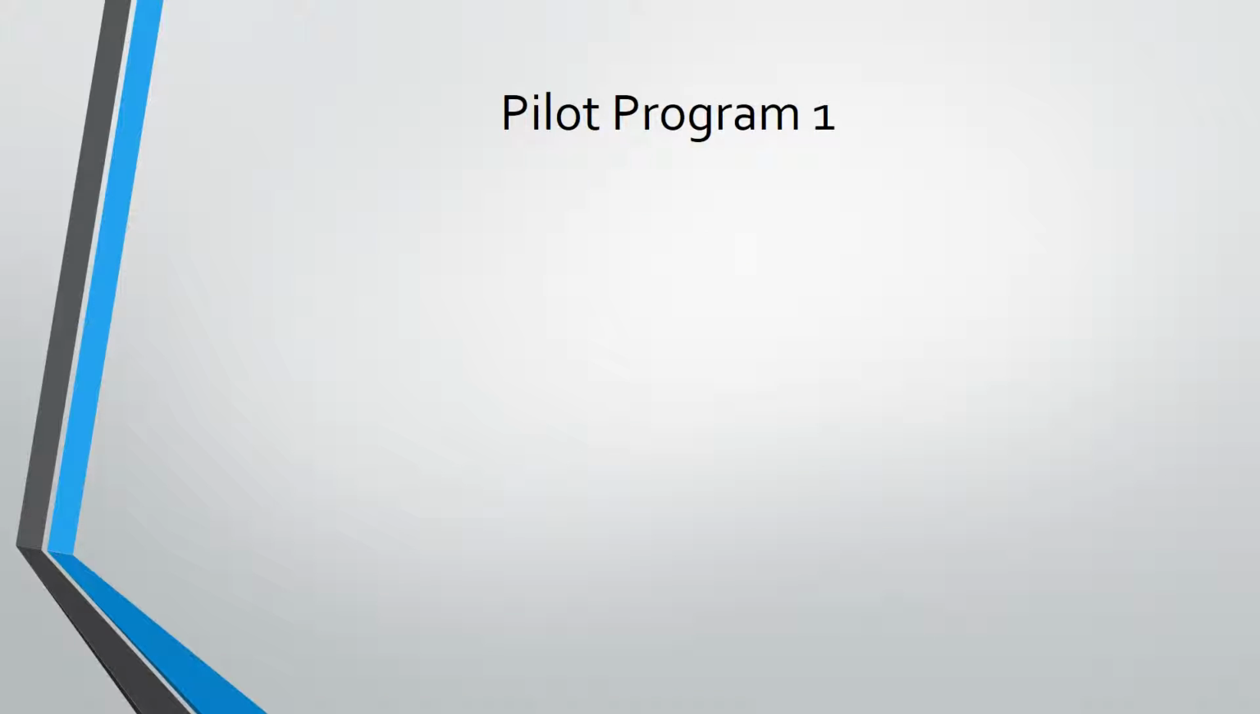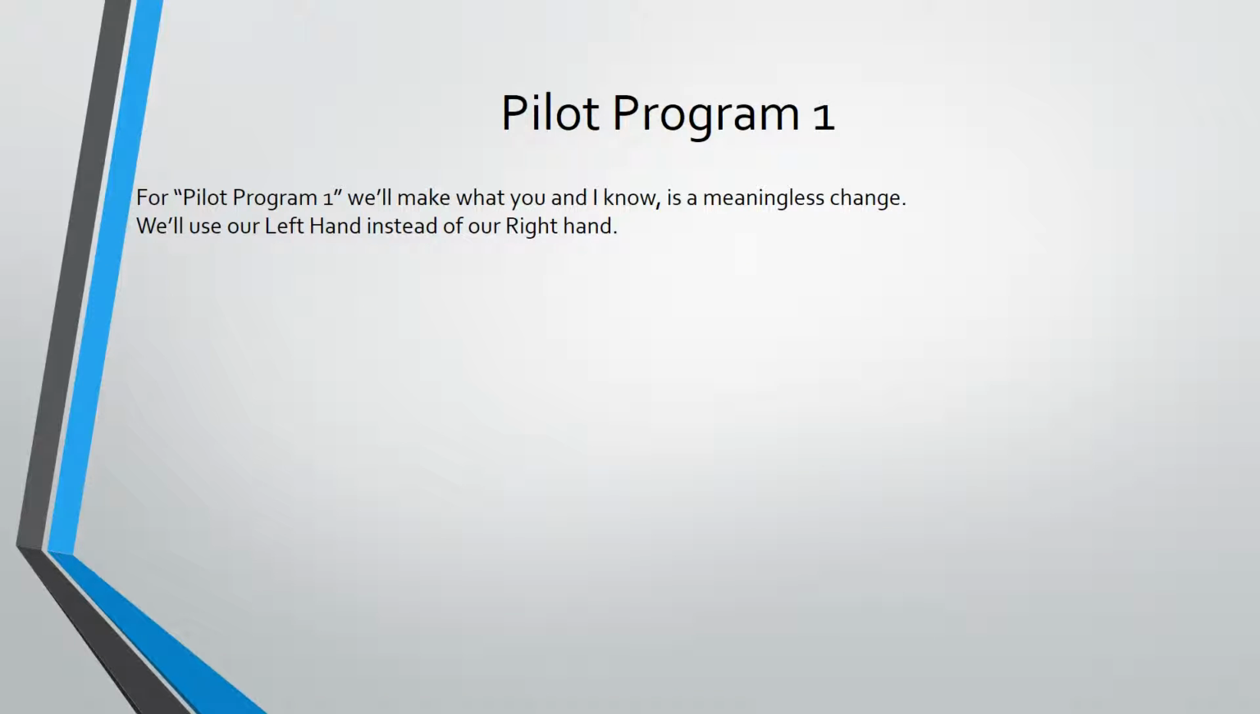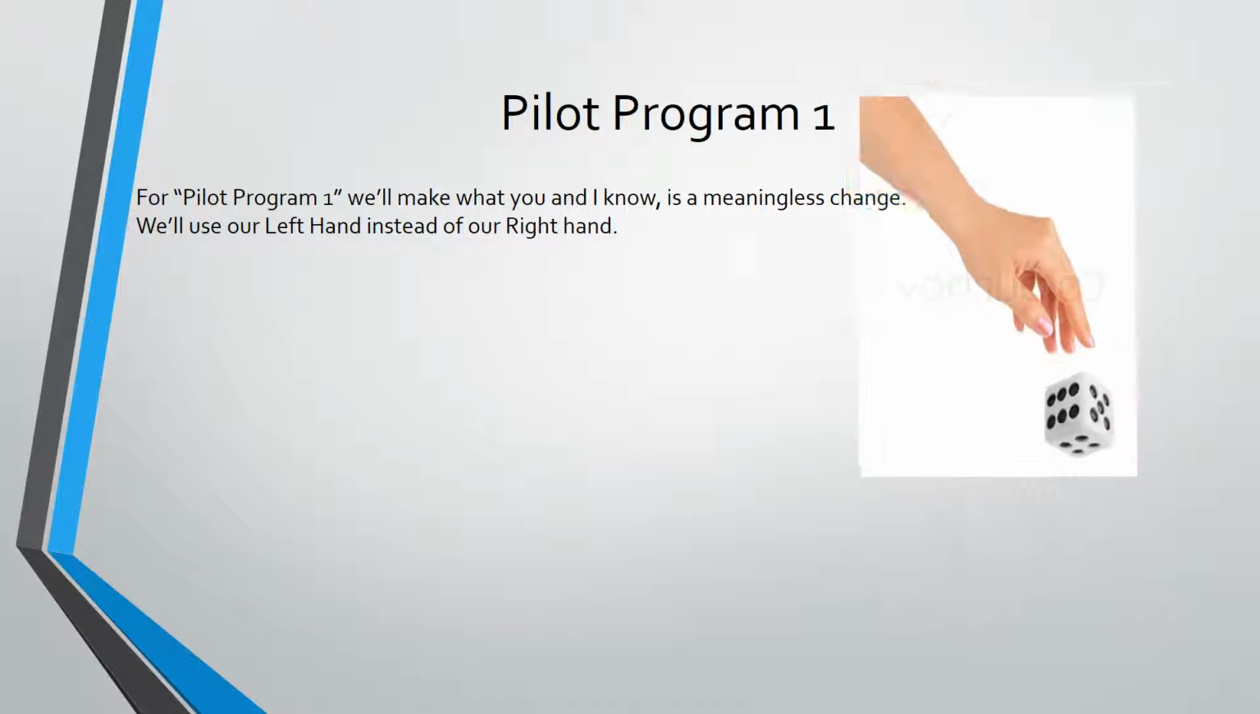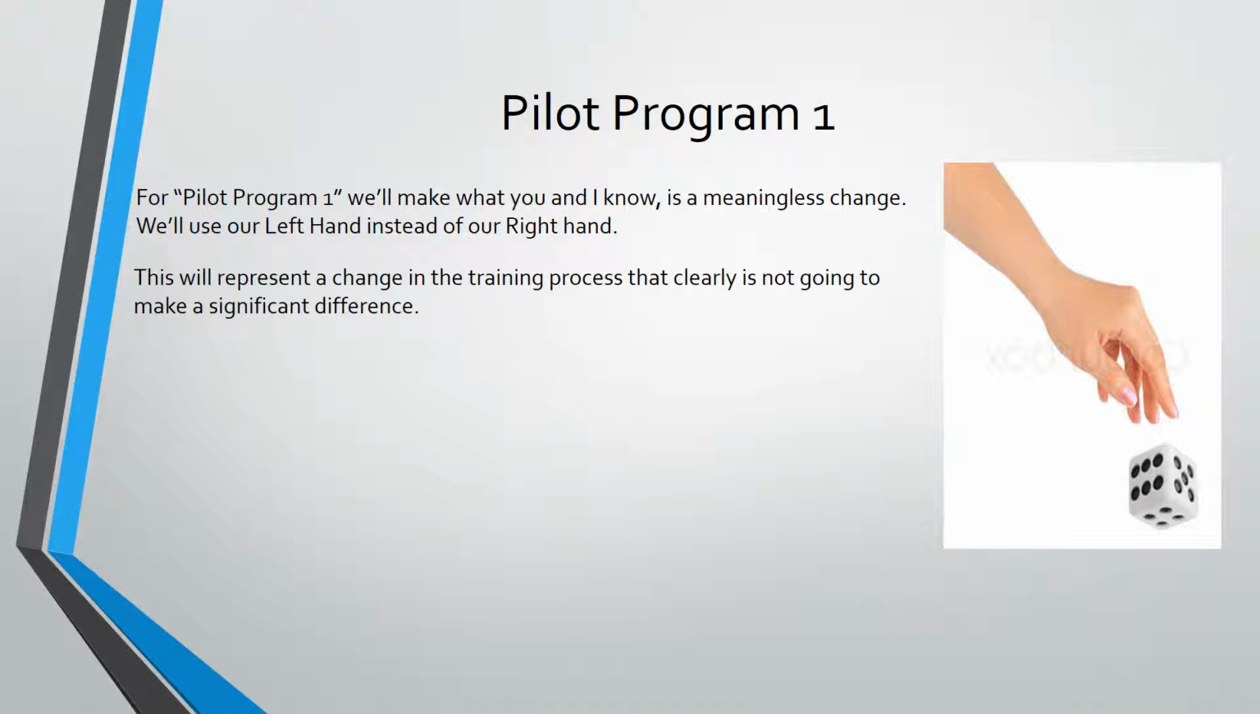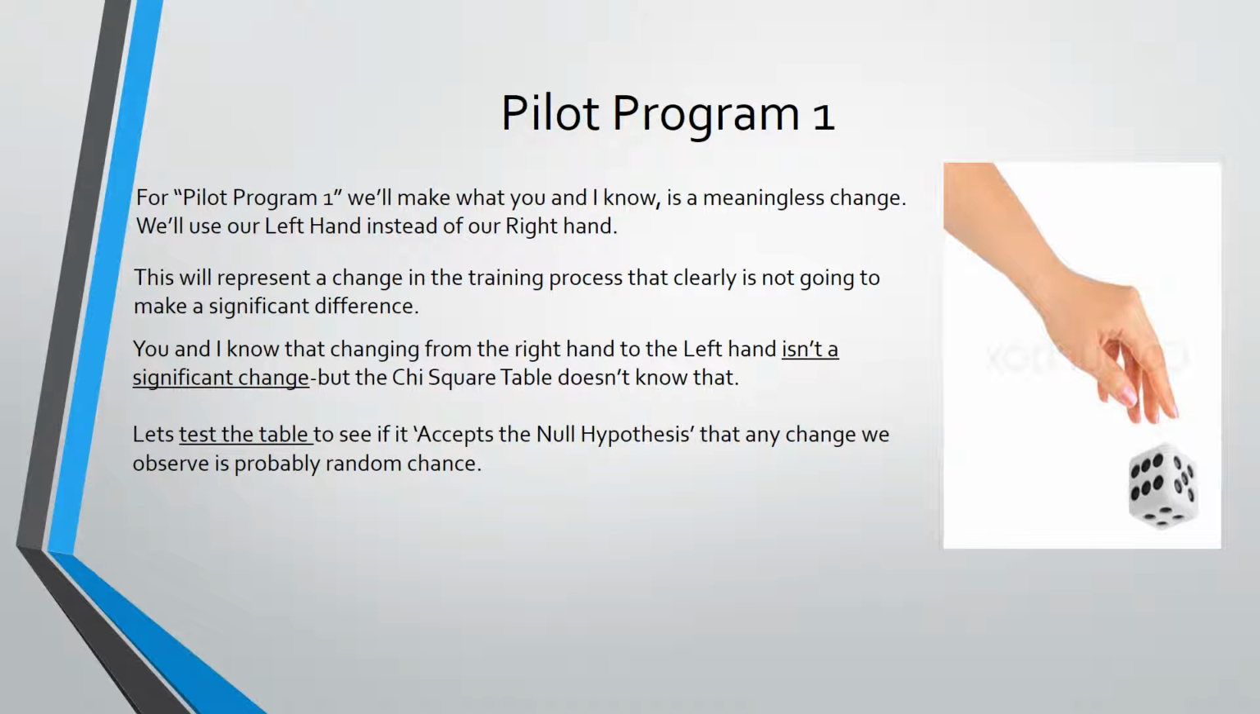So for pilot program 1, for this illustration, we're going to make a change that you and I know is meaningless. We're going to use our left hand instead of our right hand when we roll the dice. So this is pilot program 1. And this is meant to represent a change that you and I in real life know is not going to make a significant difference. But the chi-square table doesn't know this.